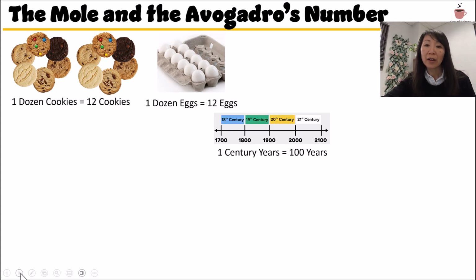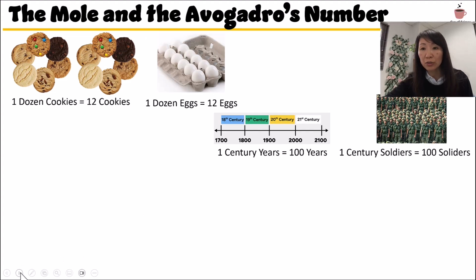Say you have 1 century years. That equates to 100 years. 1700 to 1800, that passed 100 years. And we can say it passed 1 century years. And if 2 century years pass, I'm talking about 200 years. You could even talk about it in terms of soldiers. 1 century of soldiers really means 100 soldiers. So the word century carries the value of count 100.